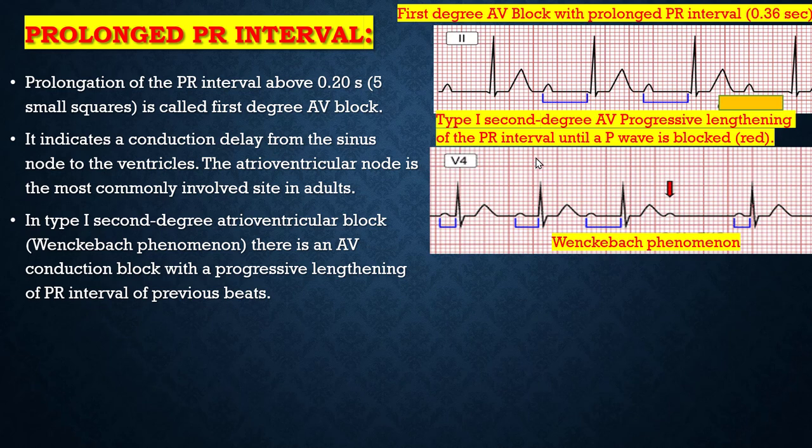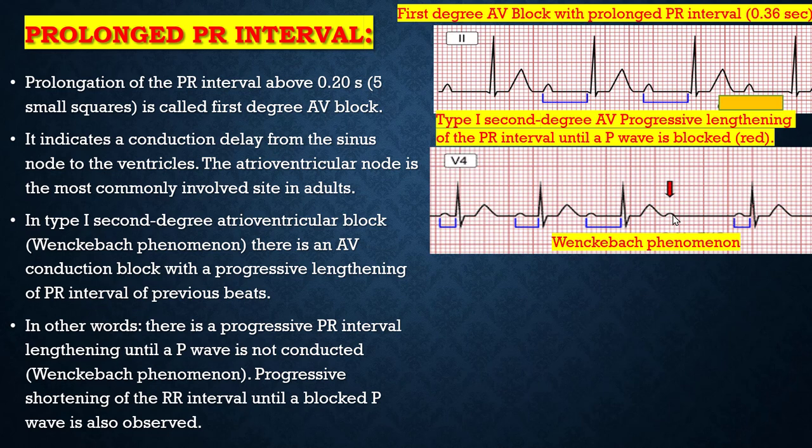In type 1 second degree atrioventricular block, which is also called the Wenckebach phenomenon, there is an AV conduction block with a progressive lengthening of the PR interval of the previous beat. There is progressive lengthening of the PR interval. You can see the PR interval here. It is further increased, and here there is a dropped beat also.